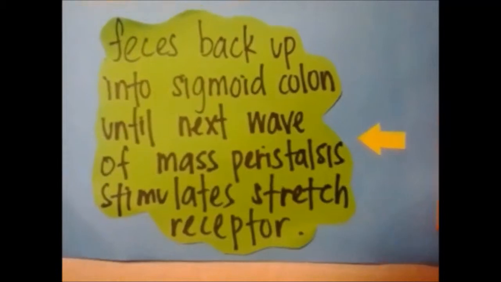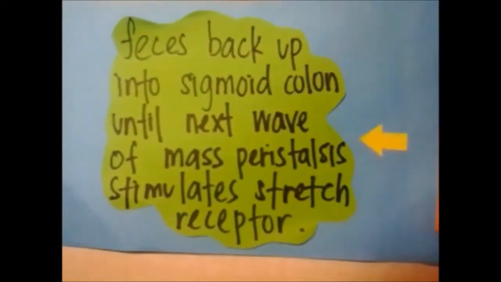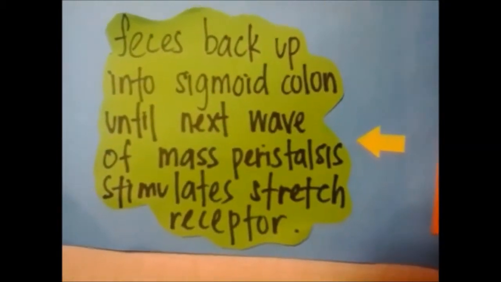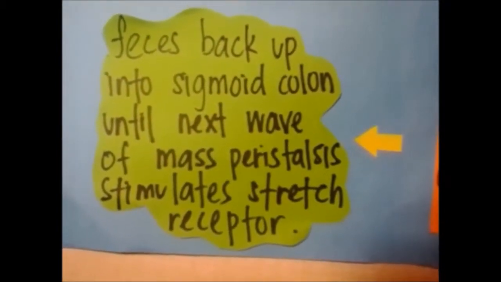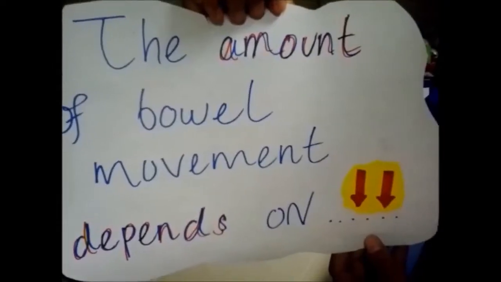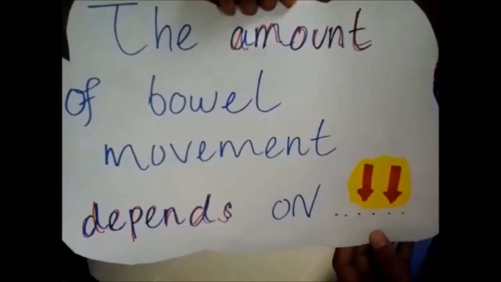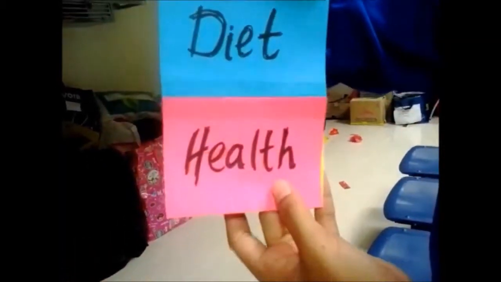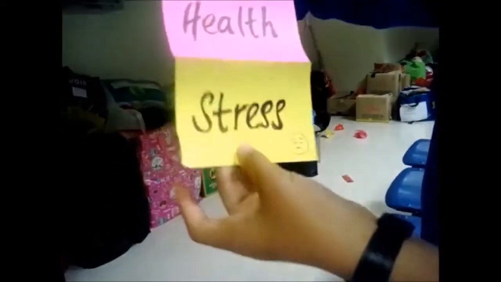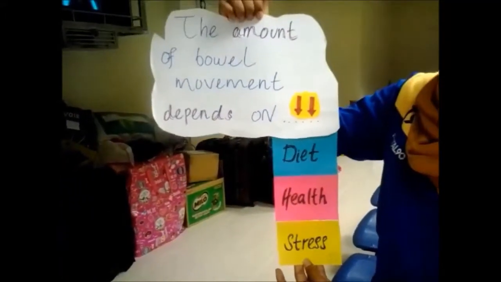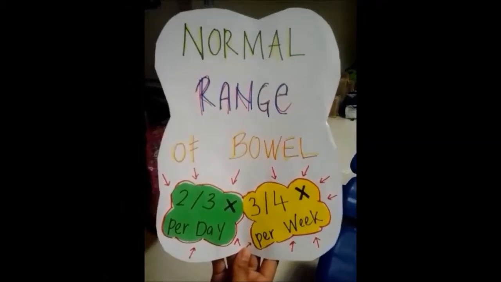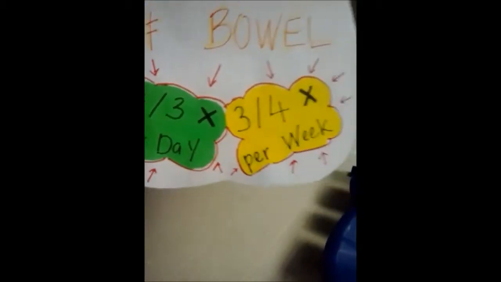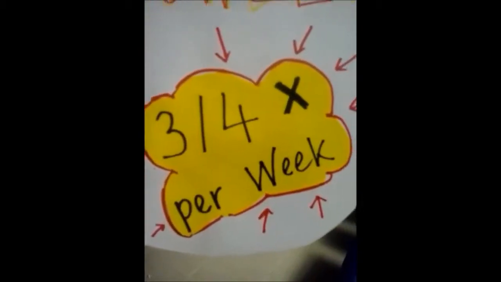If defecation does not occur, the feces back up into the sigmoid colon until the next wave of mass peristalsis stimulates the stretch receptors. The frequency of bowel movements depends on diet, health, and stress. The normal range of bowel movements is 2 or 3 times per day, or 3 or 4 times per week.